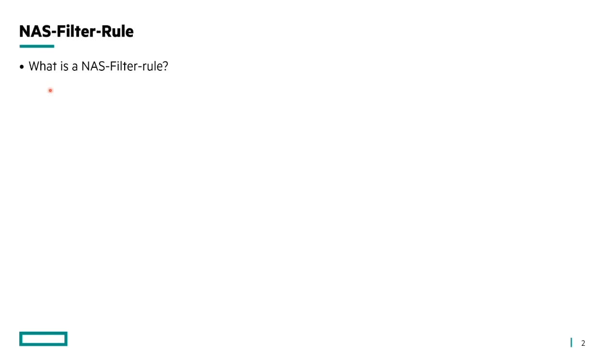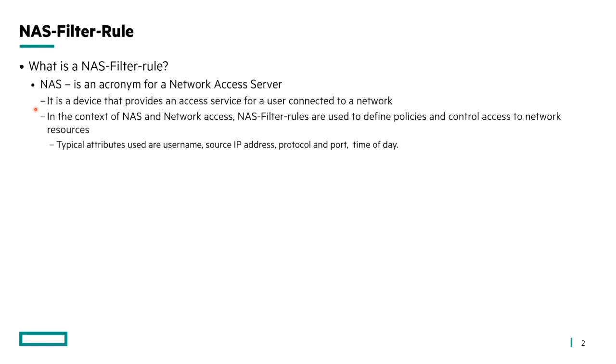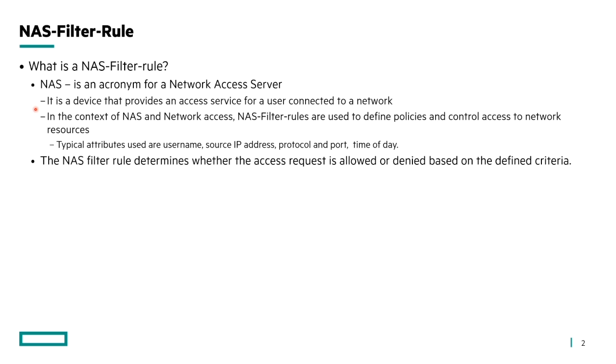So NAS-Filter rule. What is a NAS-Filter rule? NAS is an acronym for network access server, and in that context, it provides an access service for a user connected to a network. And in the context of NAS and network access, the NAS filter rule or rules are used to define policies and control access to network resources. The typical attributes are username, source IP address, protocol and port, and time of day. So the NAS filter rule determines whether the access request is allowed or denied based on the defined criteria.